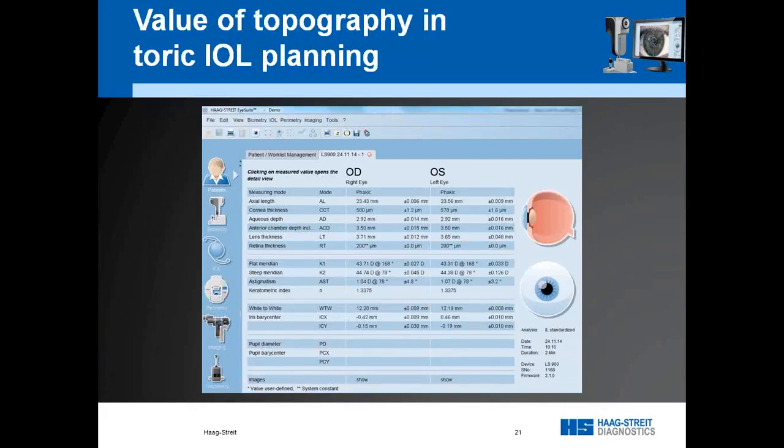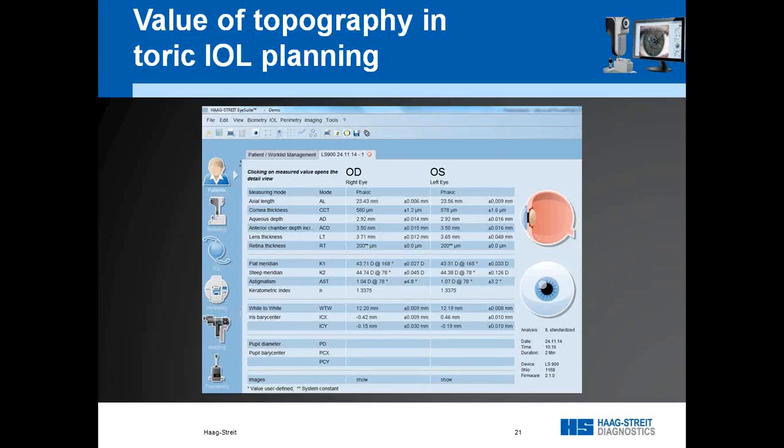That's what you get with a standard measurement from the LensStar. We have all the parameters: axial length, corneal thickness, the anatomic anterior chamber depth, the ACD from the apex of the cornea to the anterior capsular bag of the lens, and the thickness of the crystalline lens. We have the K readings, flat and steep K. We have the astigmatism, white-to-white. If you look at these parameters, they all look pretty normal.